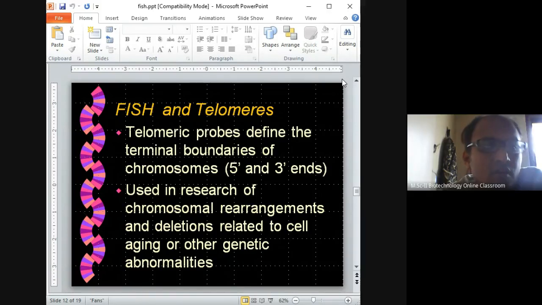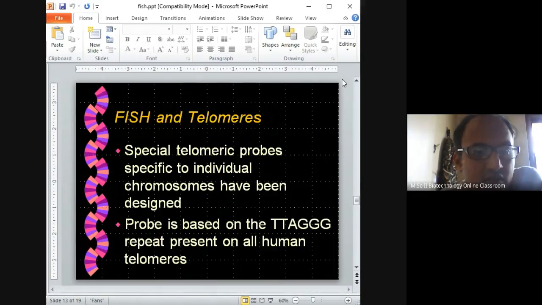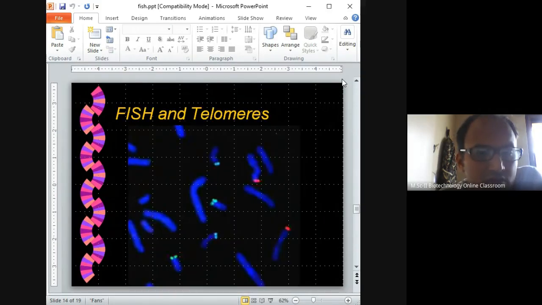So we can have telomeric probes that define the terminal boundaries of the chromosome. It can be used in research, the way I told you. It can be used in understanding chromosomal arrangements, insertions, deletions, and other genetic abnormalities. So that's it. These are the FISH with the telomeres. इथे दिसतात का telomeres ends ना फ्लोरोसेन्स दिसतोय बघा.